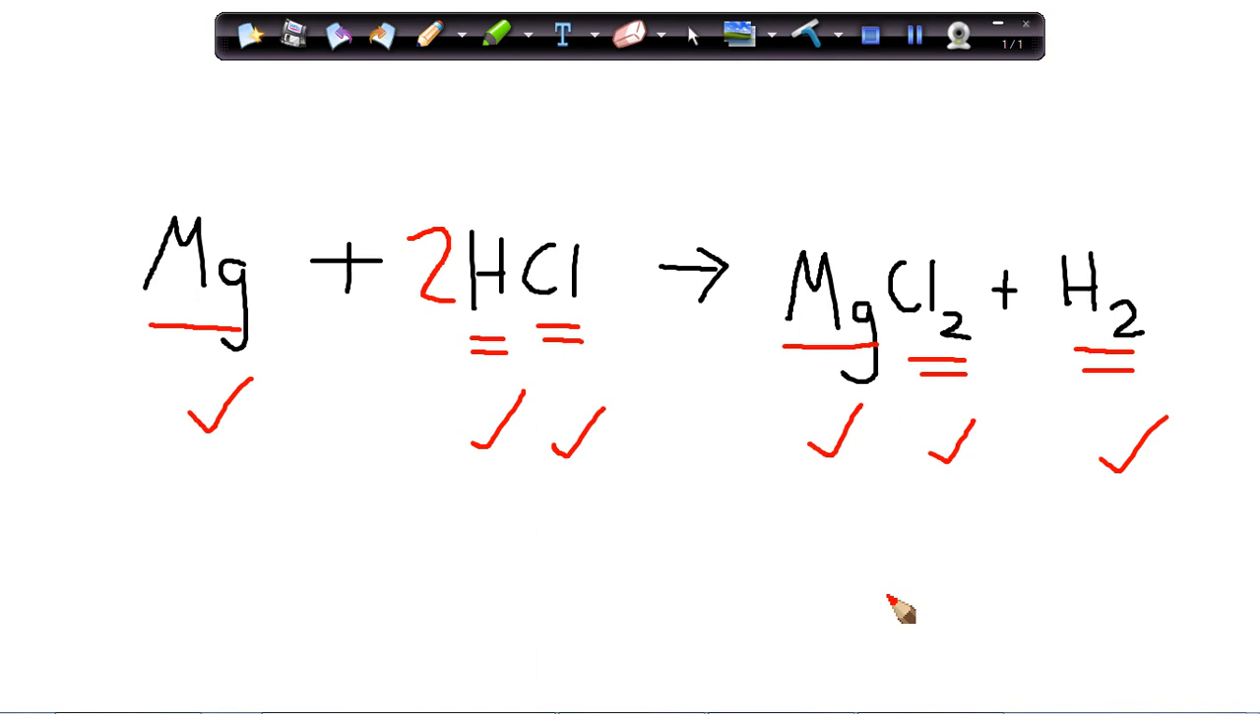So guys, this is an example of a displacement reaction again. Chlorine, that non-metal here, running away with magnesium in this case, leaving poor old hydrogen on his own. Okay guys, I hope that helped, and we'll look at another type of reaction in the next video.